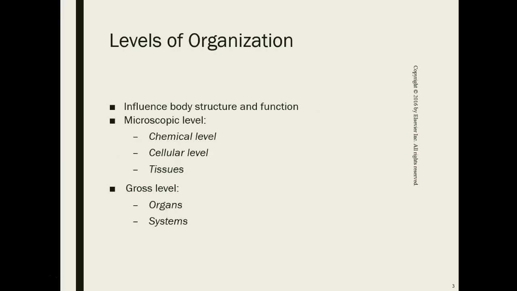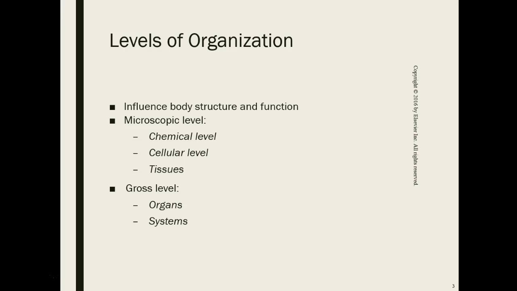The levels of organization. This is going to influence the body structure and function. We'll start with the microscopic level. This is going to be chemical, cellular, and tissues. The chemical level is atoms and molecules. Cellular levels are going to be cells, which are the smallest living structures. Tissues are the organization of many cells that act together to perform a common function.